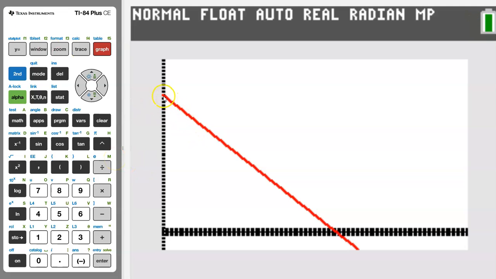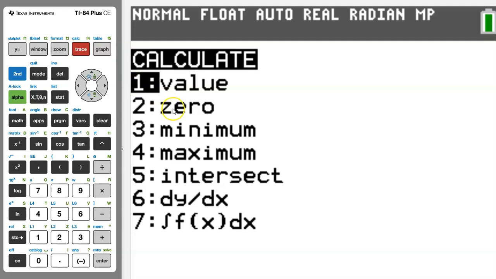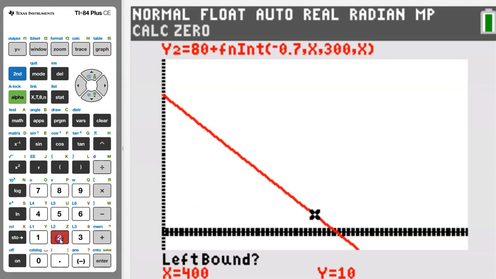This red line represents the total number of people over time, and we want to find the time when the number of people is 0. There is a function for that, so we can just hit second trace, and we will choose 0. The calculator is asking for left bound, so just make sure that you are a little bit to the left of the x-intercept and hit enter.